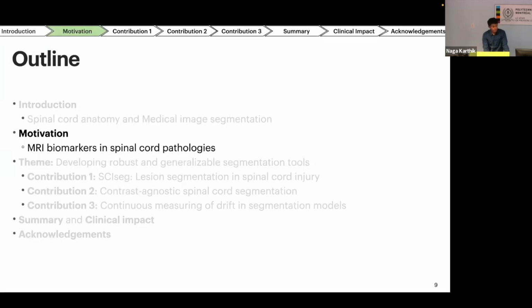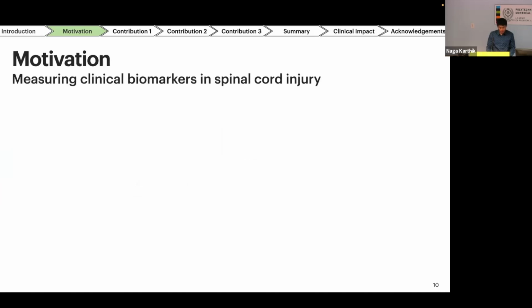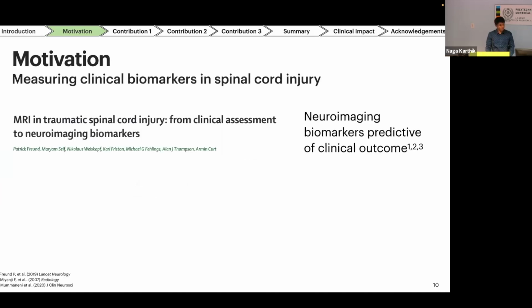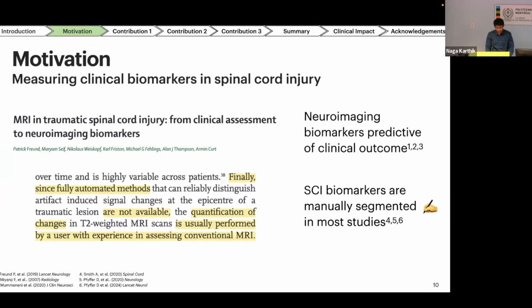Now, let us look at some of the biomarkers in MRI in spinal cord pathologies. This is an example of MRI in spinal cord injury. This study says that neuroimaging biomarkers are predictive of clinical outcome in SCI patients. And this study also says that because of the lack of automated methods, these measures are usually done manually, and that is time consuming as well.